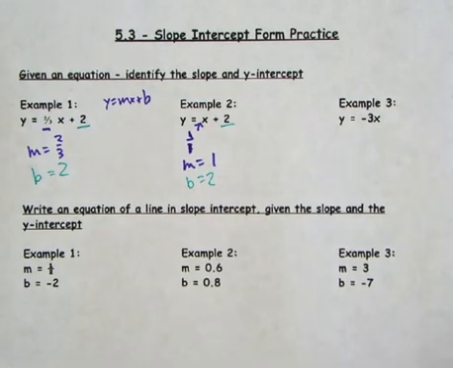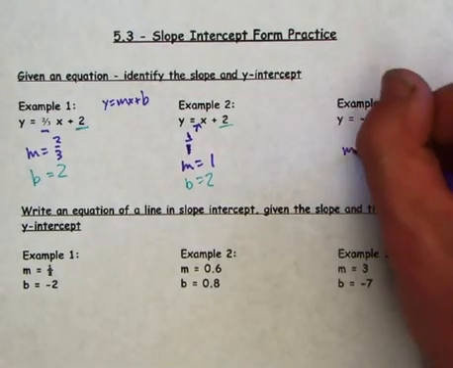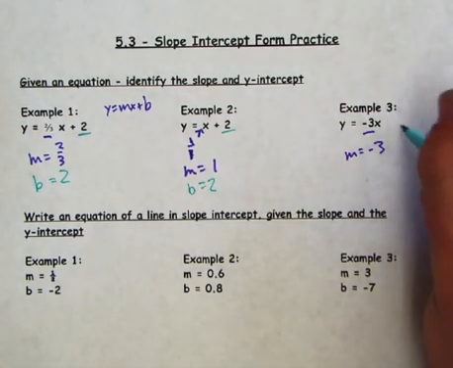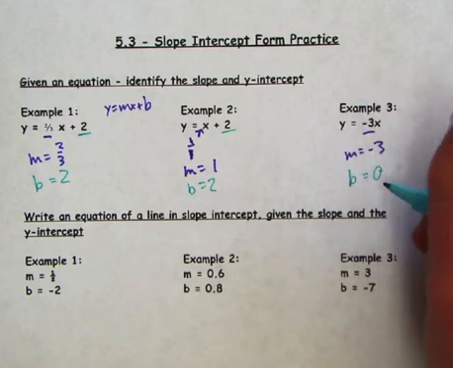Finally, over here, we've got m equals -3. And is there a b term? No. So that means b equals 0.